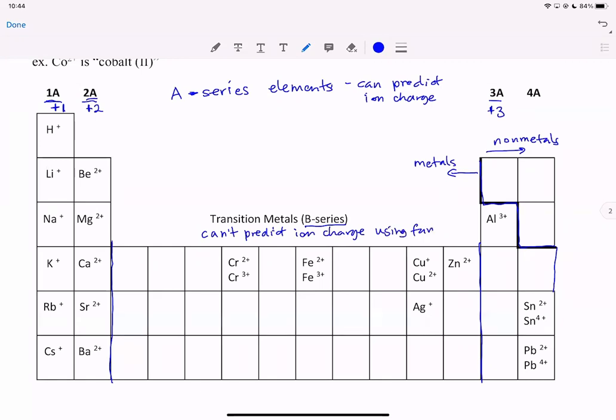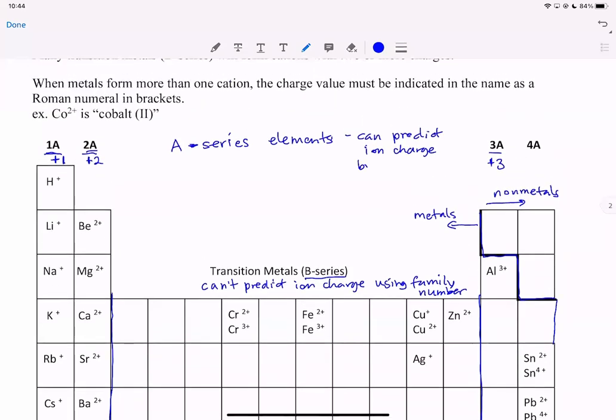Okay, so for the others in the A series, one characteristic is that you could predict the ion charge using the family number. So 1A is +1, 2A is +2, 5A is -3. So we can't predict these using the family number.